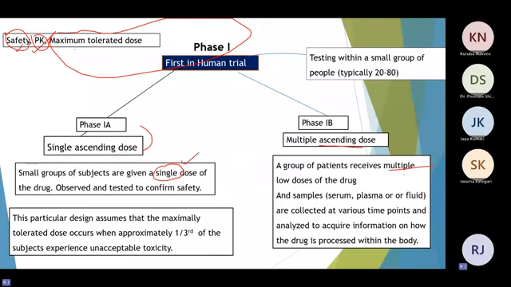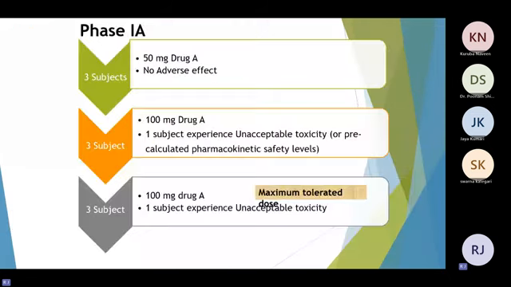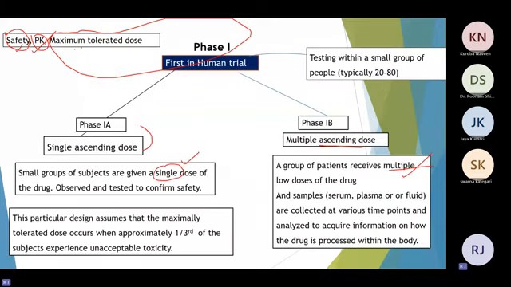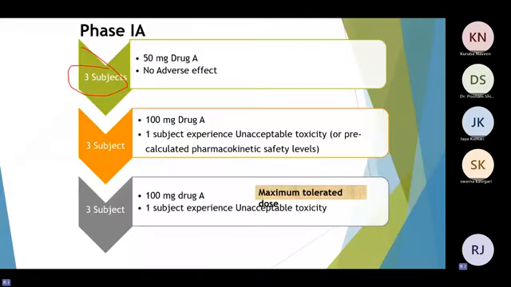Okay, we'll see one live example. For example, for phase 1A, three subjects. I have just chosen three subjects. However, in phase 1 we choose, right, 20 to 80 subjects. Just for simplification, I have chosen three subjects here. So we are giving 50 mg of a drug. We have seen there is no adverse effect on the subject's body. Whenever I say subject, it is nothing but patients.